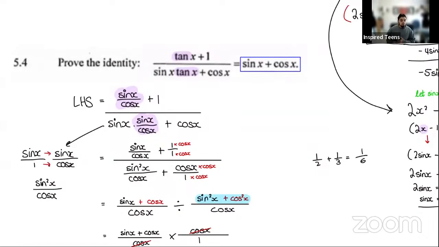The first thing I said was for identities: when we see an identity question, we do not cry, number one. We do not leave it out and go to the next question. We attempt it. Thereafter, the first thing we look out for is tangent. When we see tangent, we convert tangent to sine over cos. Likewise, if we see 1 over tan, we convert that to cos over sine.